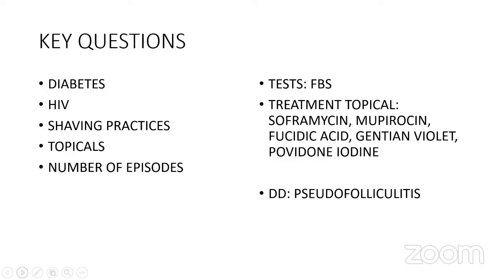history of HIV to be asked to rule out HIV. Then shaving practices, because some people develop recurrent folliculitis in the beard area, so that mostly will be related to the shaving practices. Then what topicals they are applying, and the number of episodes they are having. For treatment we can give topical soframycin or mupirocin, fusidic acid. Next slide.